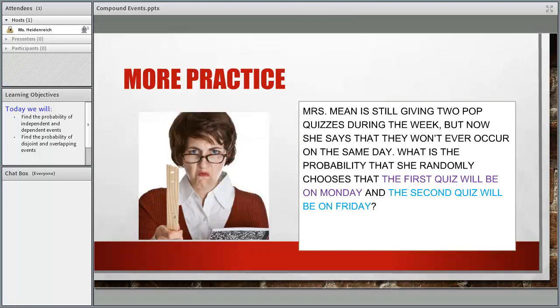So what's the probability that she randomly chooses that the first quiz will be on Monday and the second quiz will be on Friday? Now, if she wants her first quiz to be on a Monday, there's only one way to pick Monday out of 5 days of the week. But for the second quiz to happen, she is going to pick that Friday, which there's only one way to pick that, and 4 days of the week are left because we already chose Monday. So we end up with 1 out of 20 here for this example.